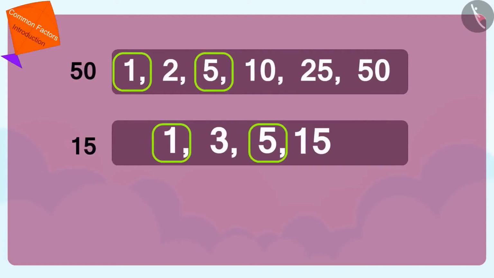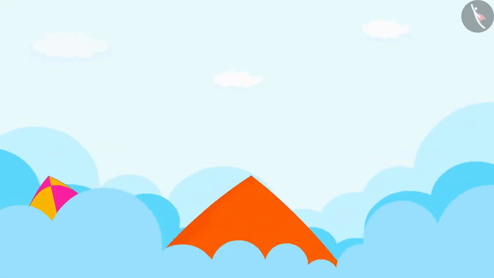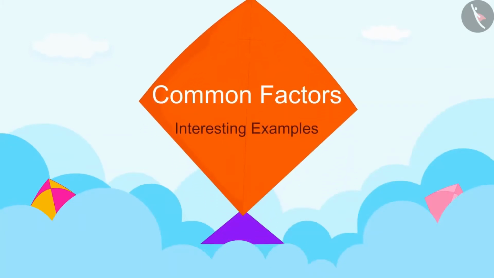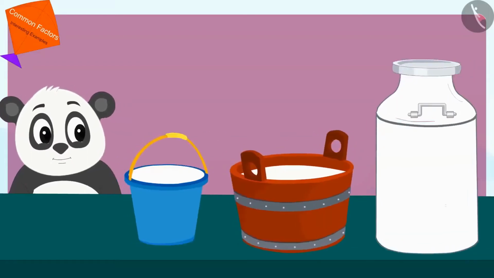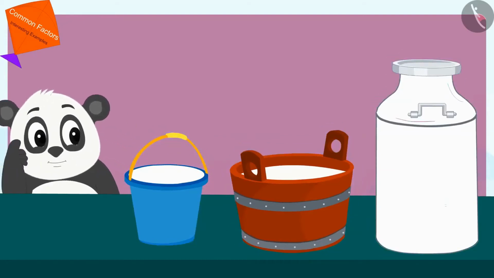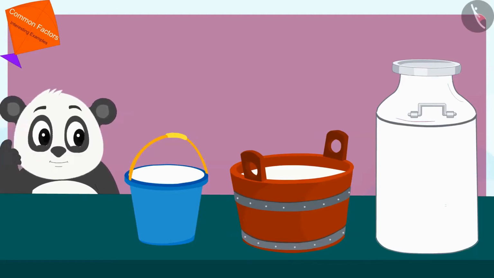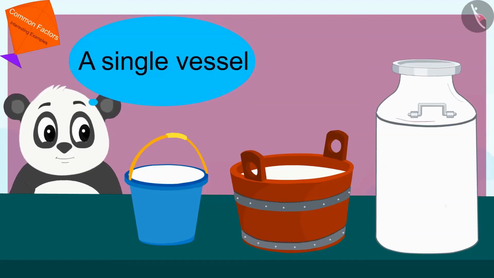Hello kids! In the previous video, we learned more about common factors. In this video, we will learn more about common factors by some interesting examples. Golu has 12, 18 and 24 liters of milk filled in different pots. But Golu doesn't remember which utensil has how many liters of milk. Golu is thinking that he will measure the milk of all those utensils using a single vessel.